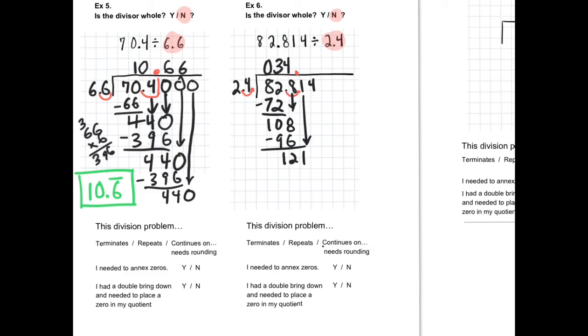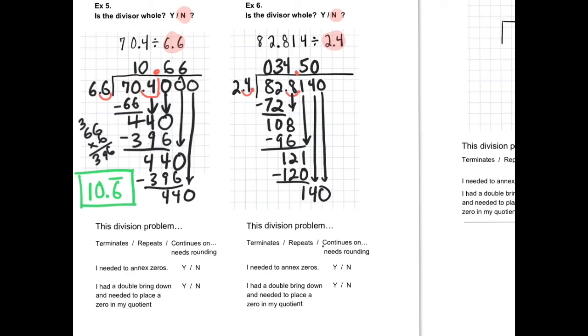All right, let's go back to dividing. 24 goes into 121 about 5 times. 5 times 24 is 120. Subtract 121 minus 120, and you get 1. Bring down our last digit, which is a 4. And 24 does not go into 14. So we can annex a 0 and bring it down, which is a double bring down, so don't forget to put a 0 in the quotient.